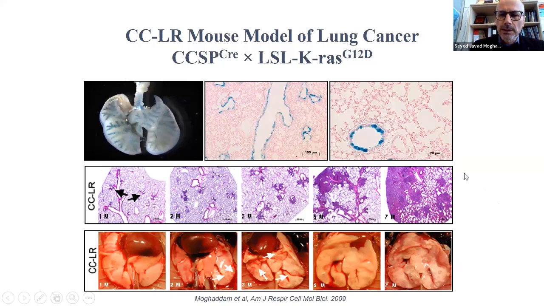This model has some advantages compared to the models that use adenovirus delivery. One important advantage is that it does not cause the confounding antiviral immune response, which is important to consider when you study the tumor microenvironment. The other thing is that it spares the unwanted or off-target recombination in immune cells, for example, in macrophages. There are studies showing the adenovirus model causes the proliferation of macrophages when it's used in a cancer model.